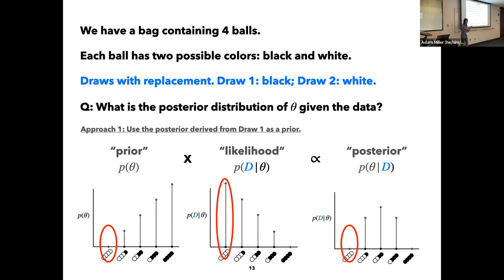I want you to discuss with your neighbor for a minute. Does this make sense from our intuition? We have a bag of balls. We draw one black ball, and we draw another white ball. What's your guess? Even without this Bayesian analysis at all, should we expect an equal number of white balls and black balls? Should it be symmetric or not? Just discuss with your neighbor for a minute.